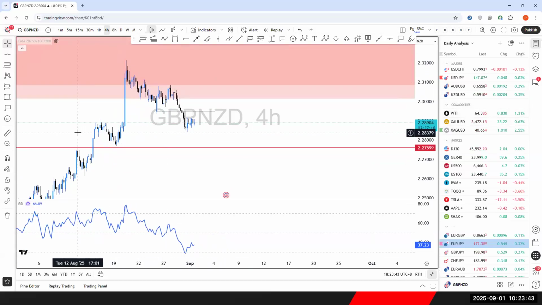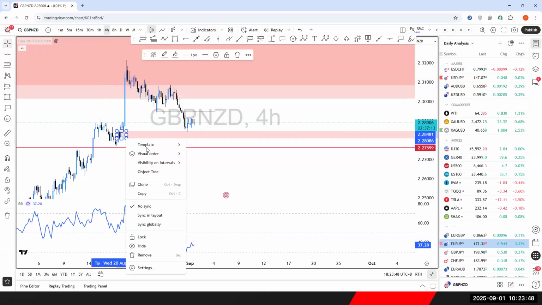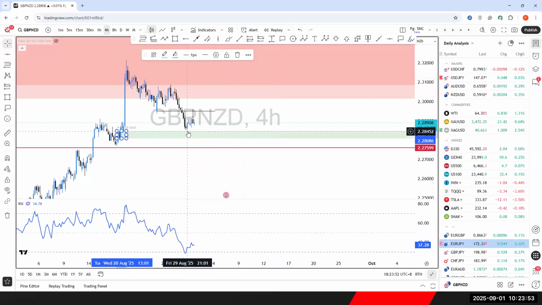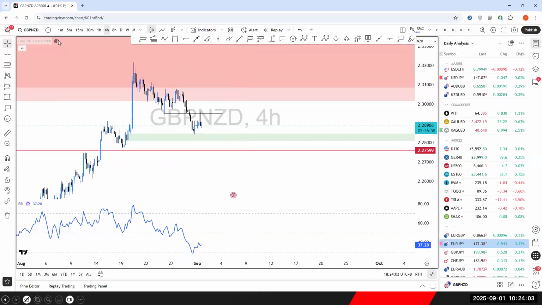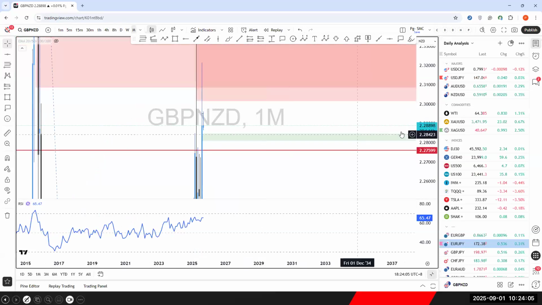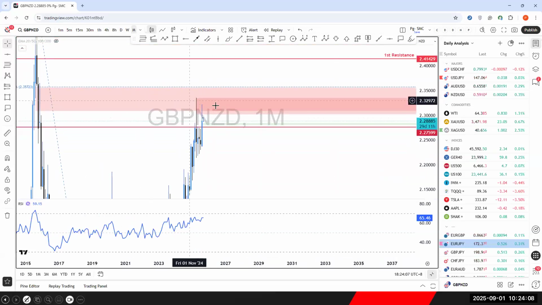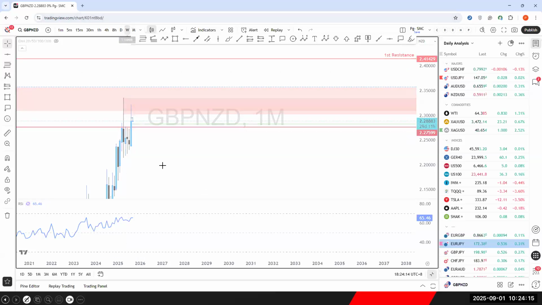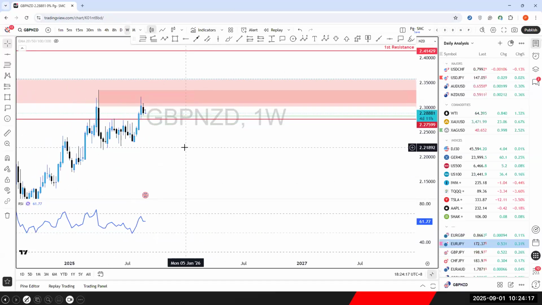Another buy zones is not taken. I would find somewhere around here, but it seems like there's a wick. There's a wick here. It already went in here. Okay. Based on higher time frame, you'll see the rejection. Monthly could go up to this level at 2.247, but I could be wrong.